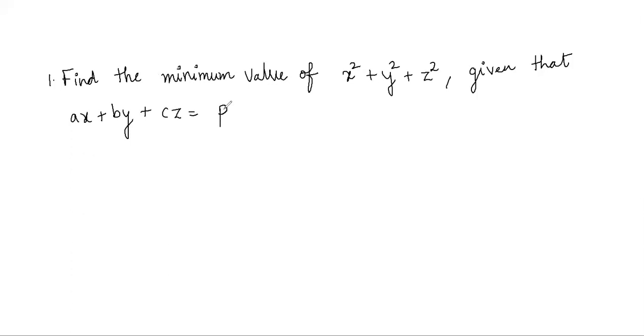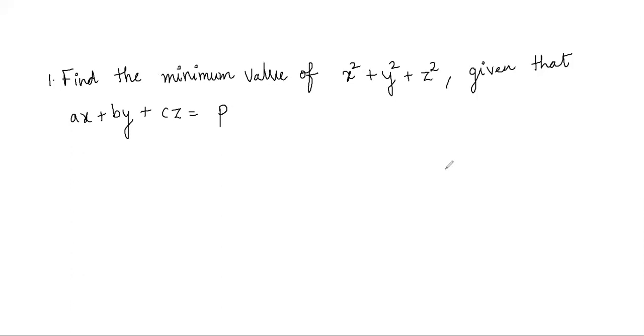We have to find here the minimum value of this function. It is very clear that the function is a function of three variables. It is involving here x, y, and z. And the condition which is given is ax plus by plus cz is equal to p.